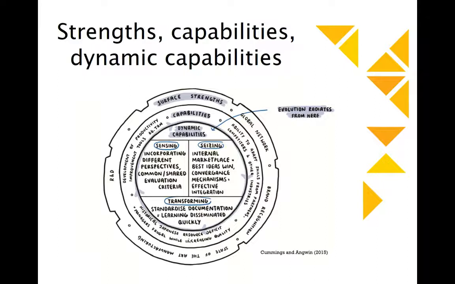historical resource deficit, managers frugal while increasing quality, and most importantly, at the core of this circle is where the evolution emerges from. It's where the evolution radiates from. So we have the dynamic capabilities.